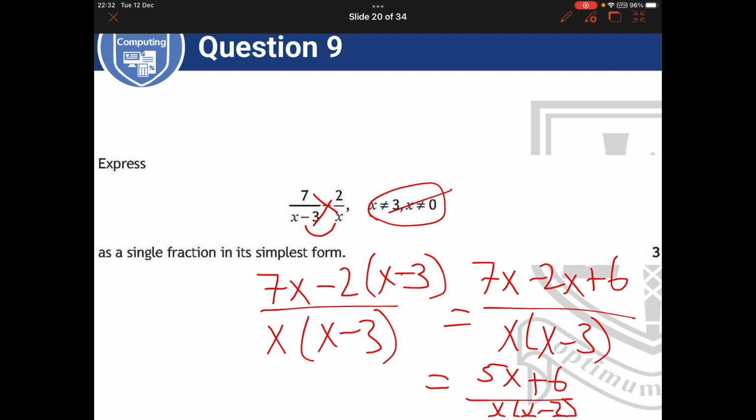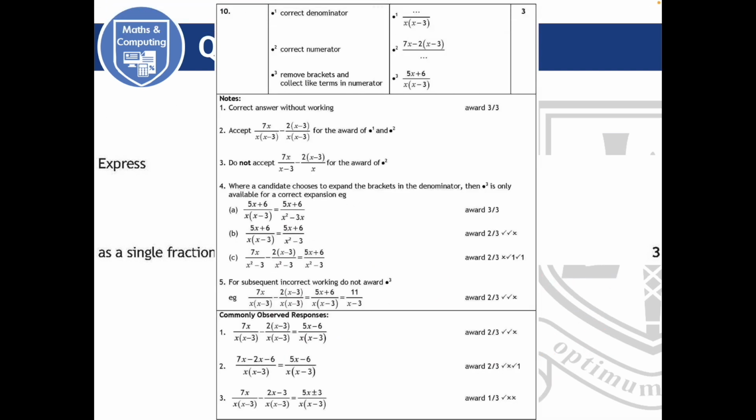Quick look at the marking scheme. So common denominator, that was our multiplying the terms together. Then the numerator. And then for collecting the like terms and simplifying it as much as you can.